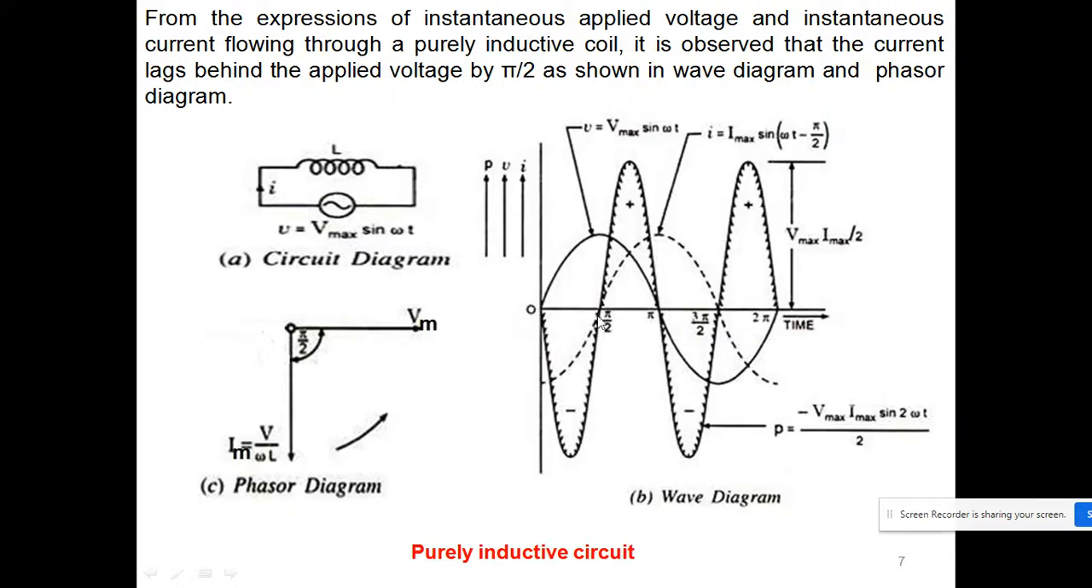In the inductive circuit, the current is lagging by pi by 2, and I am representing that in a phasor diagram also. This is my voltage and this is the current, which is lagging by pi by 2. So that's the phasor diagram, the circuit diagram, and the sinusoidal waveform diagram to represent our current and voltage, as well as power also. We will discuss that in the next slide.